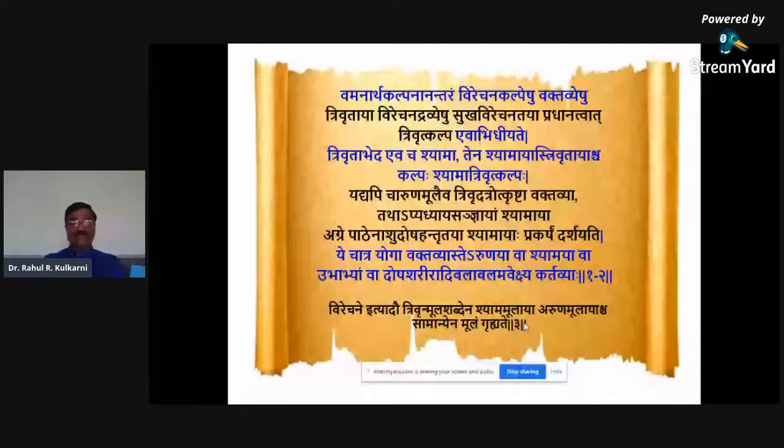Virechene ityadau Trivrut Moola Shabdena Shama Moolaya Aruna Moolascha. Whenever it is only said as Trivrut, the Shama or Moola has to be taken, of which the outer color of the Moola is Aruna Varanayukta.